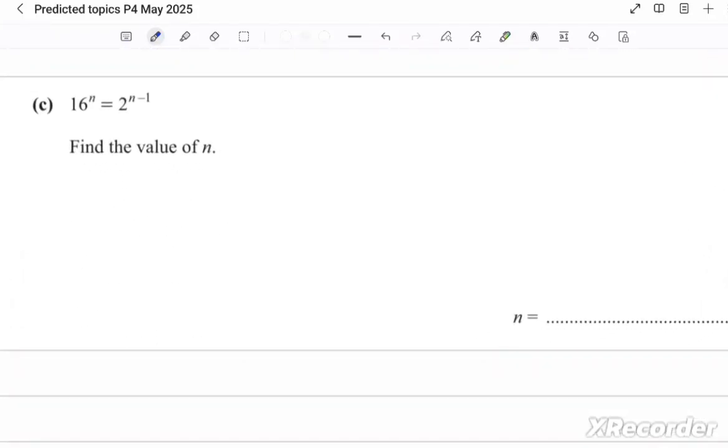Find the value of n. When we have this type of question, usually try to make the base on the left side equal to the base on the right side. Because if the two bases are the same, it means the powers are the same. So if you look at 16, and on the other side we have 2, I need the 16 to be a number to the base of 2. So 16 can be 2 to the power of 4, equals 2 to the power of n minus 1. Is it okay? Yeah. So 2 to the power of 4 is the same as 16.